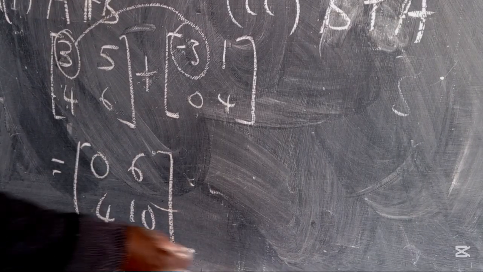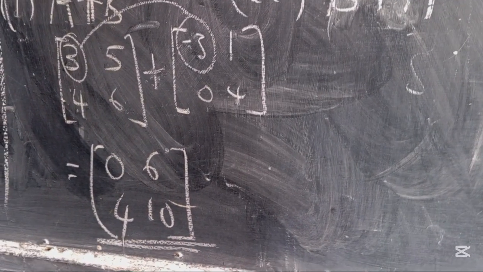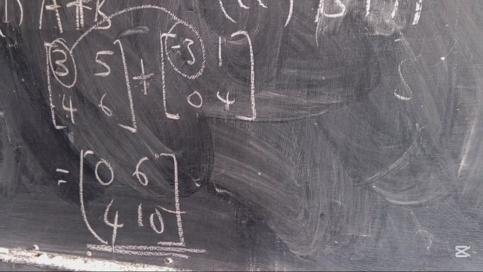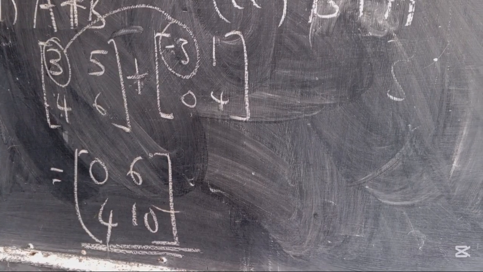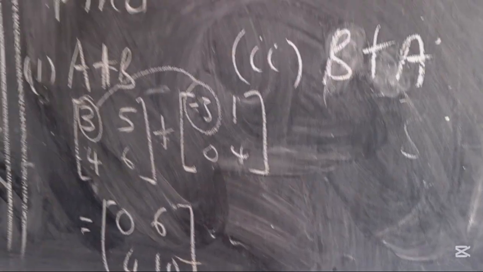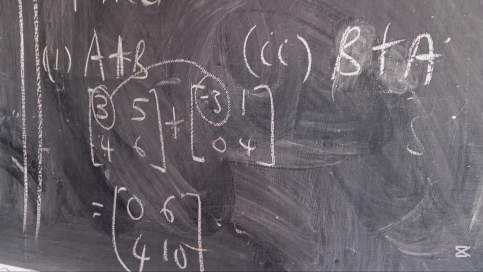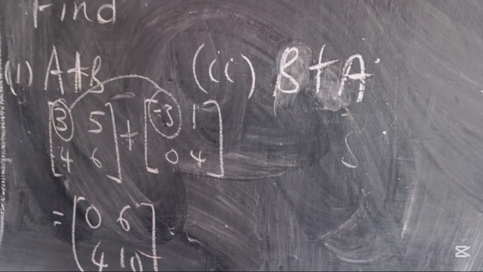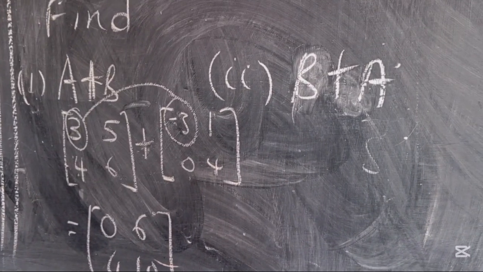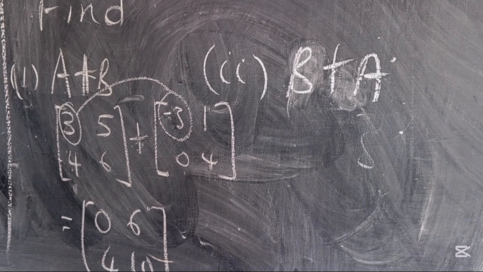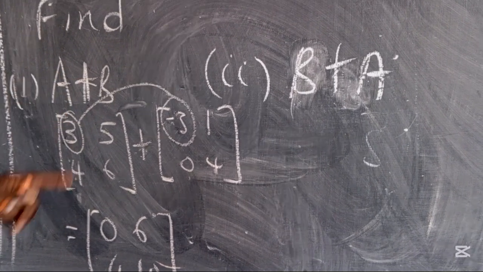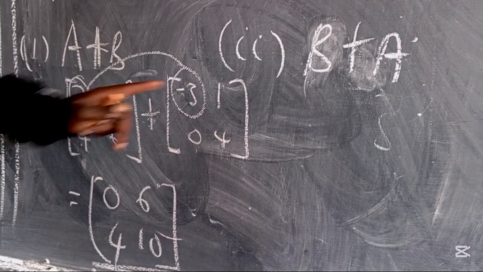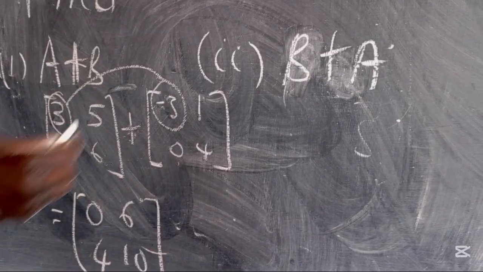So it means you have what? You have added corresponding what? Same corresponding entries. That's what you should consider. I'm saying that whenever they ask you to find the addition or the summation, we are adding matrices, the corresponding what? Entries.